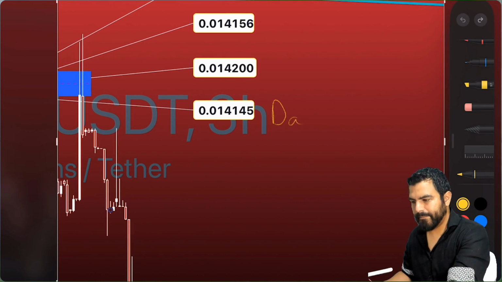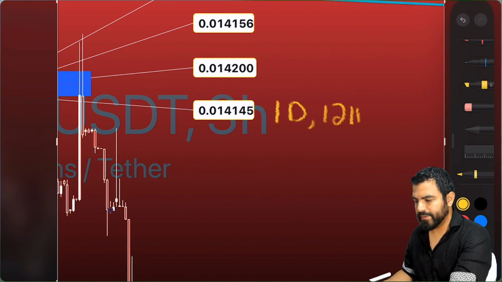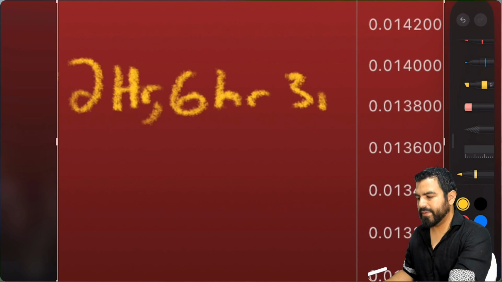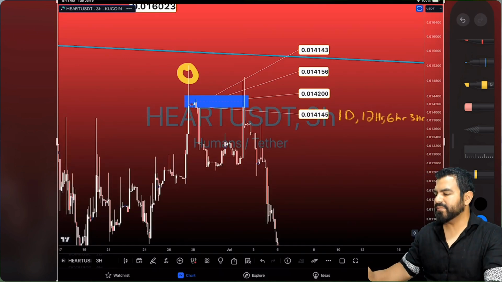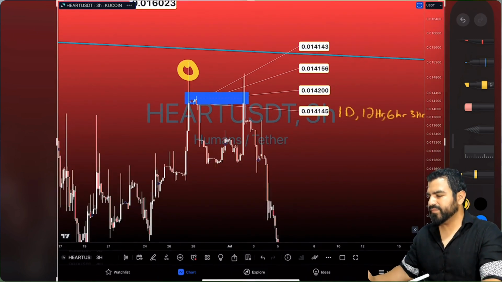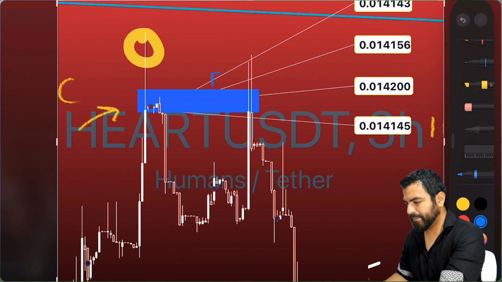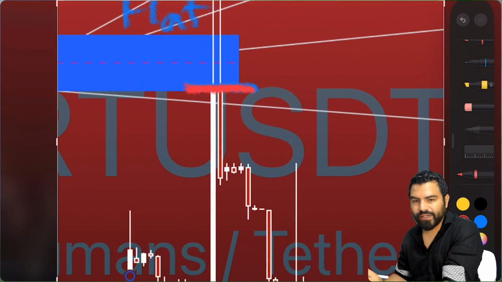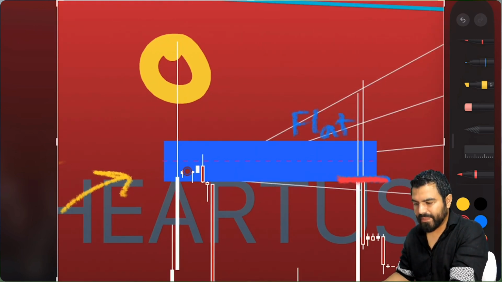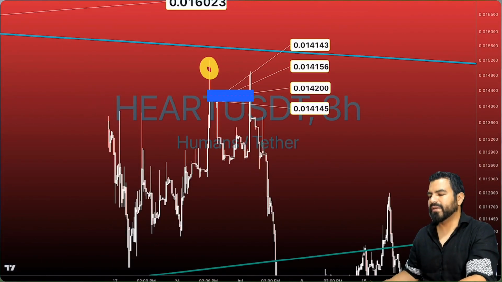Daily, 1 day, 12-hour, 6-hour, 3-hour, and 1 hour. So that's why I stop. Powerful. That's our CC, and this is our flat. That's your core. If you see cores responding to the flats either on the bottom or at the top, pay attention.